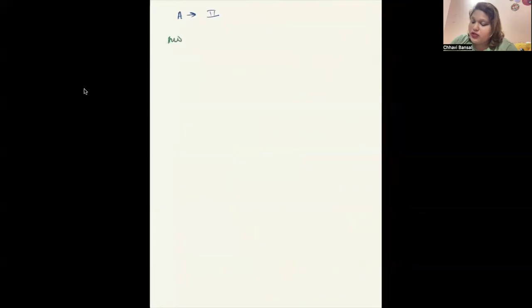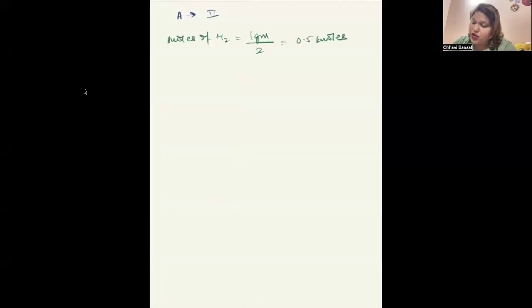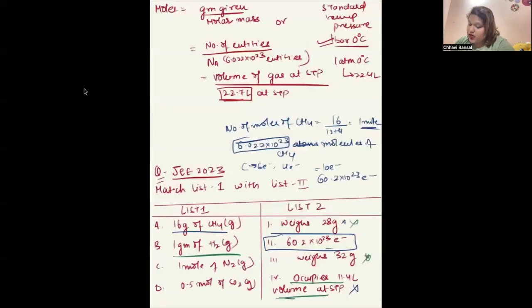Now, moles of H2. 1 gram is given. And what is the molecular weight? 2. So 0.5 moles are present, right? Next, we are given the volume. Now, we know 1 mole occupies 22.7 liter. So 0.5 will occupy 0.5 into 22.7 liter, which will nearly be equal to 11.4 liter. So it means for option B, option 4 is correct.